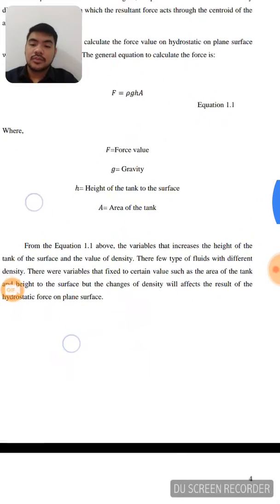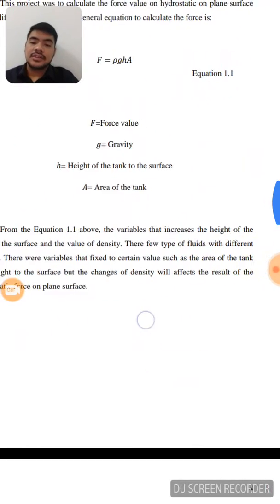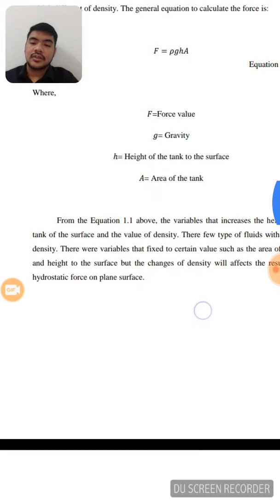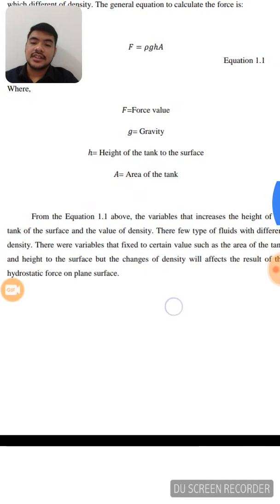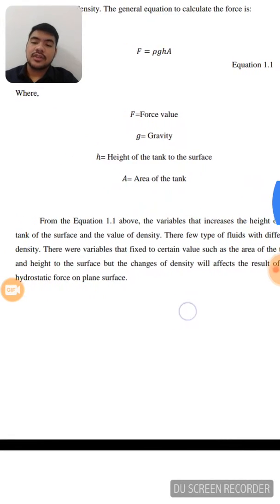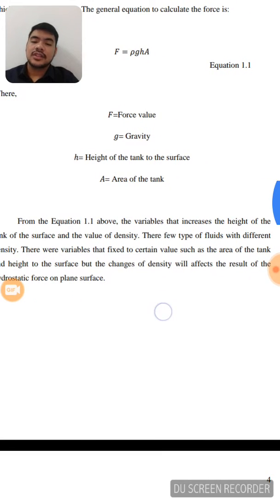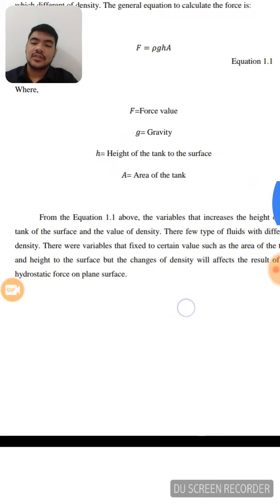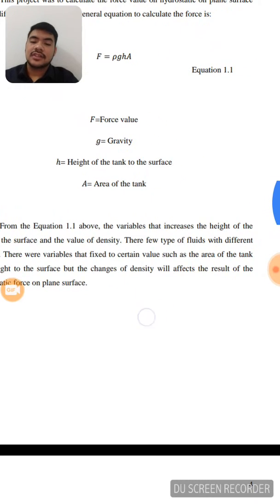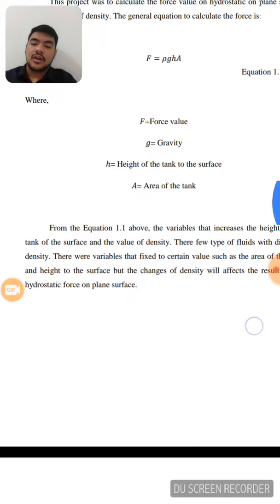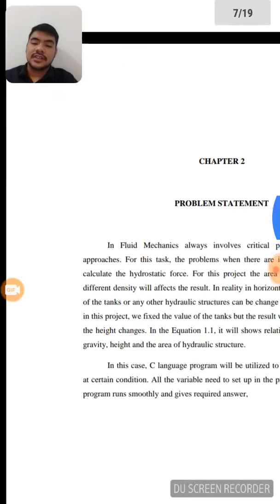From equation 1.1 above, the variables that change are the height of the tank surface and the value of the density. There are few types of fluids with different densities. There are variables that are fixed to a certain value, such as the area of the tank and the height to the surface, but the change in density will affect the result of the hydrostatic force on the plane surface.